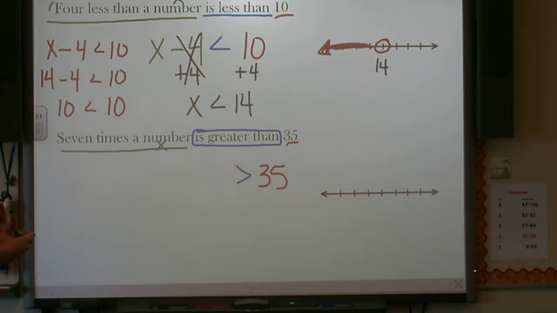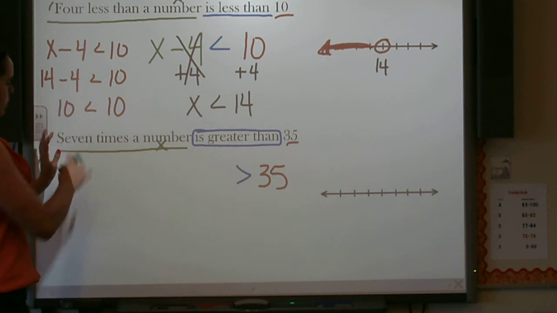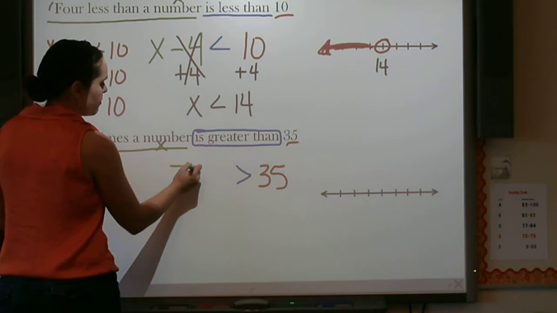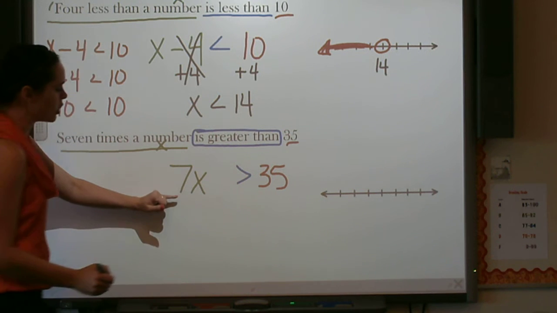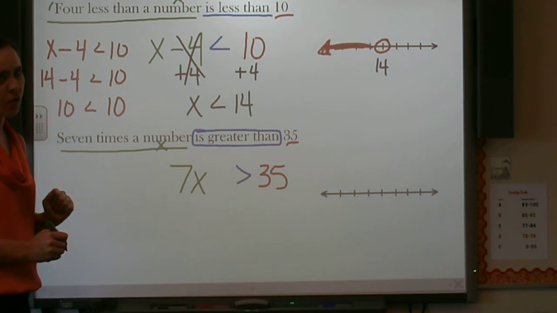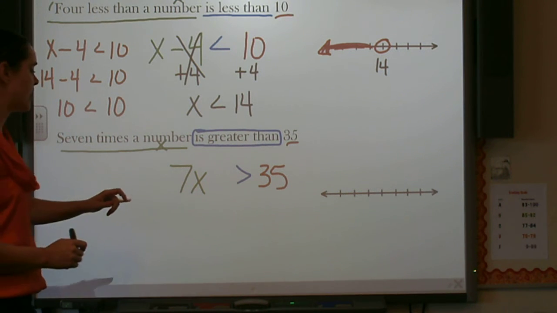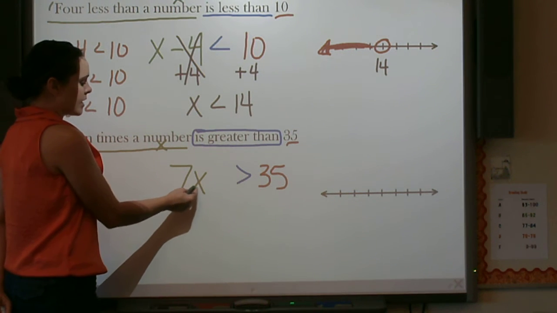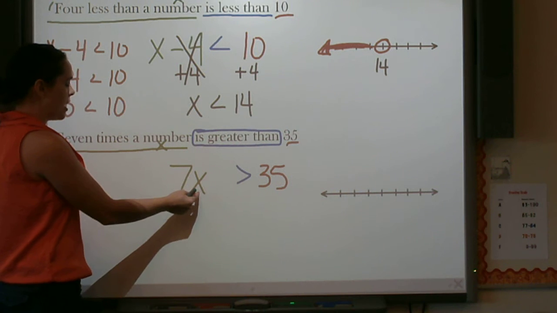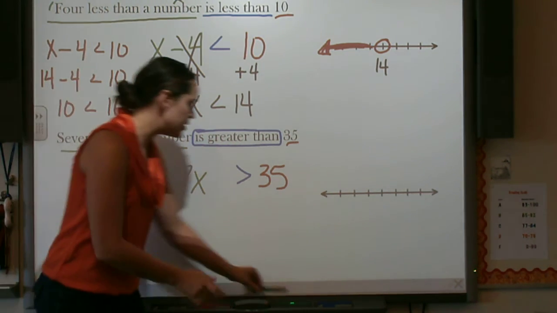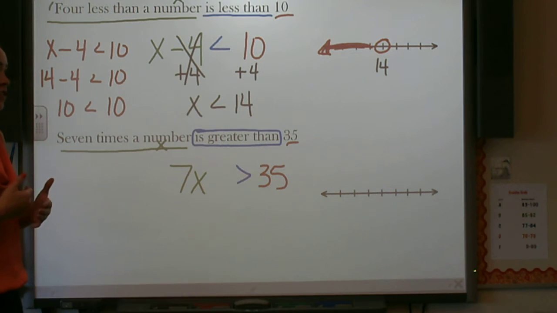The way that you write a number times, or 7 times this variable x, is just by putting 7x, a coefficient and a variable, because your coefficient is being multiplied by your variable. So this says that we are multiplying x by 7. We are multiplying a number by 7. 7 times a number. So now we have a one-step inequality that we need to solve.